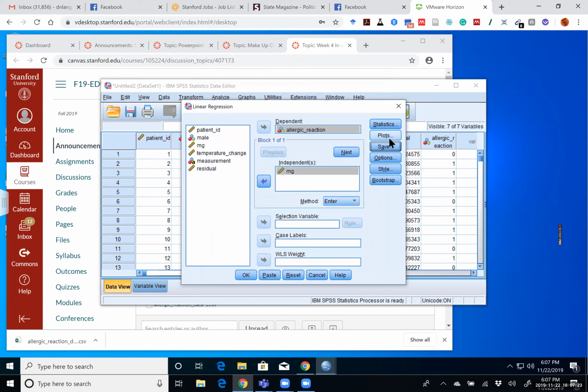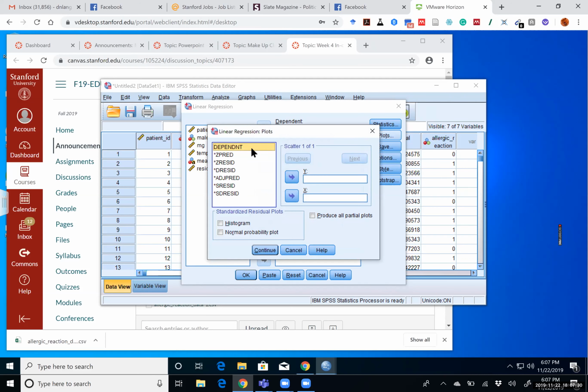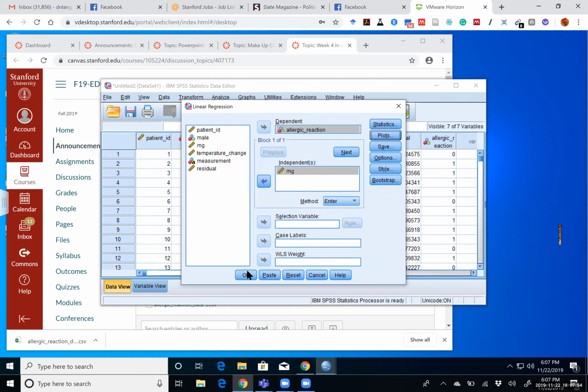And I also want to look at a graph of it, so let's do a plot as well. We're going to do our dependent variable as our true outcome, and we're going to do our adjusted predicted values as well. Okay, so we're going to generate that, and let's see what that looks like.